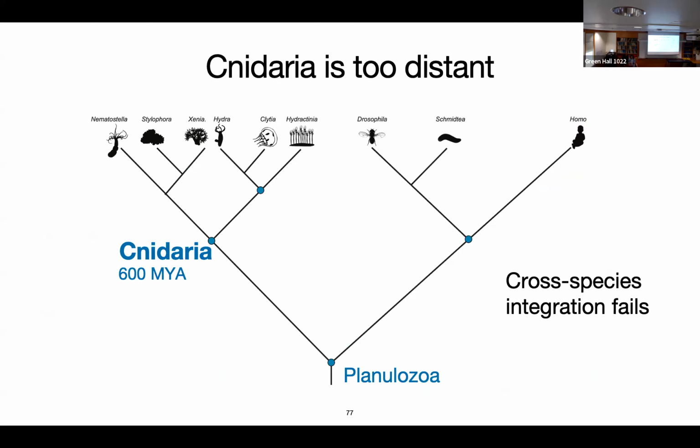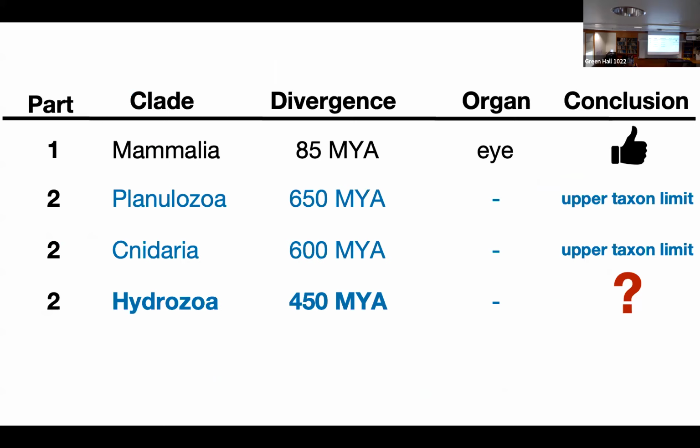Using my original workflow, I found that I could not make a cell phylogeny from Planulozoa. I went a little more shallow and we looked at cnidarians, which is about 600 million years old. Again, cross-species integration failed, and I could not infer a cell phylogeny. So where we can infer a tree from 5 mammalian model species, we hit our upper taxonomic limit at 650 and 600 million years of divergence. But what about hydrozoans? Does my method work on anything that isn't a mammalian cell type?